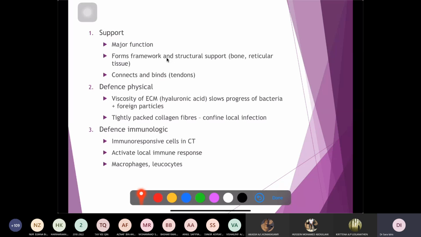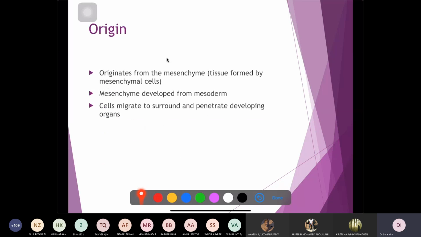Okay, so if I've done all this, now we're going to look into the origin of your connective tissue. As I mentioned earlier, it's from your mesoderm layer or the mesenchyme. So this mesenchyme is tissue that is formed by the mesenchymal cells, which originate from the mesoderm layer of your embryo. During the embryological process, these mesenchymal cells will migrate all over the body to surround and penetrate developing organs. So that's why you can find connective tissue everywhere in your body.